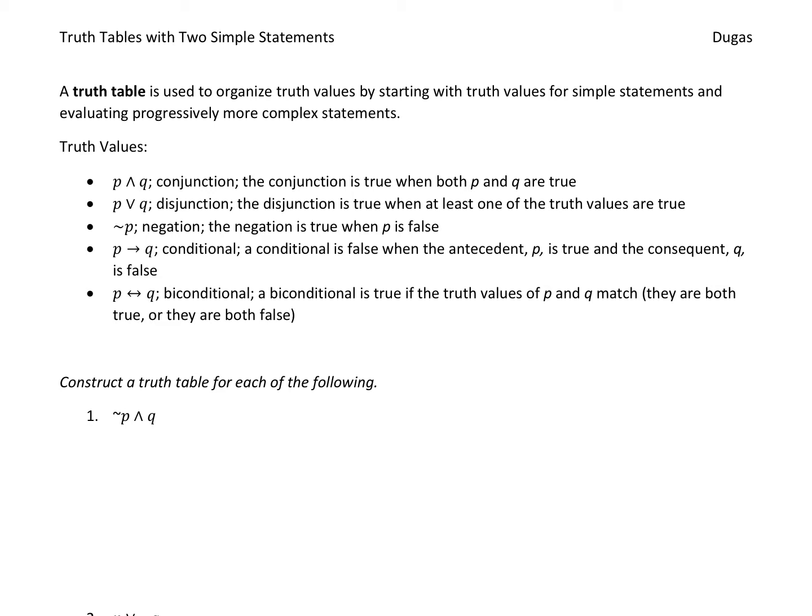The second one is P or Q. The disjunction is true when at least one of the truth values is true. So if P is true, the disjunction is true. If Q is true, then the disjunction is true. If they're both true, then it's also true. But at least one has to be true for the disjunction to be true.